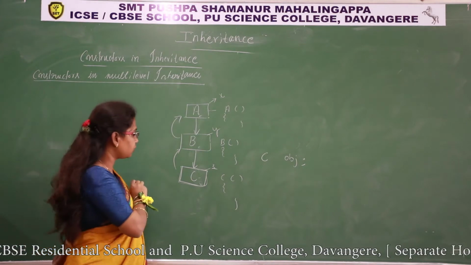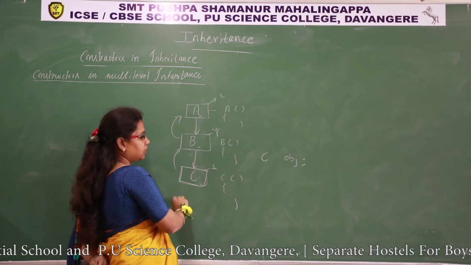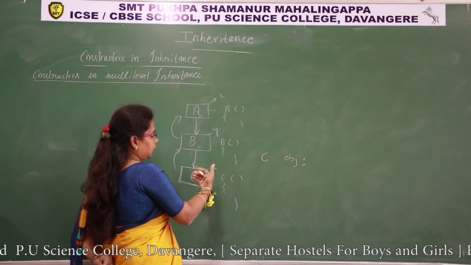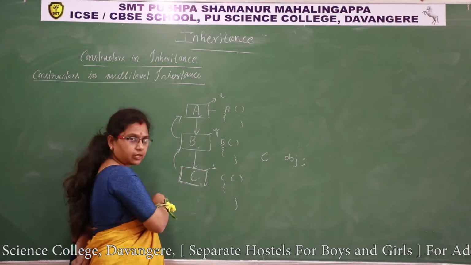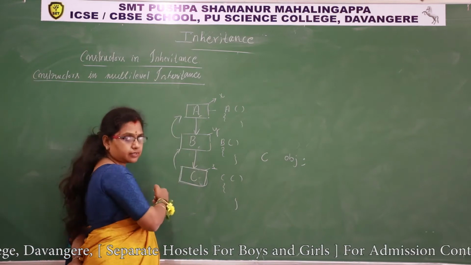But at this stretch, we cannot pass these parameters to B and A. From class C, we cannot pass initial values to B and A. We can pass only to the immediate parent class.